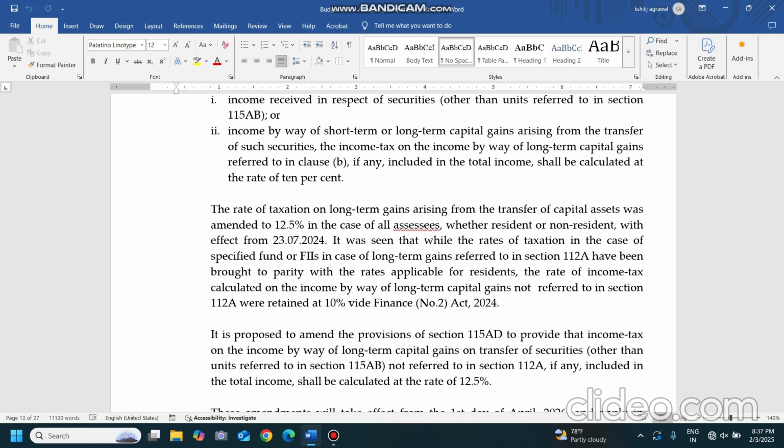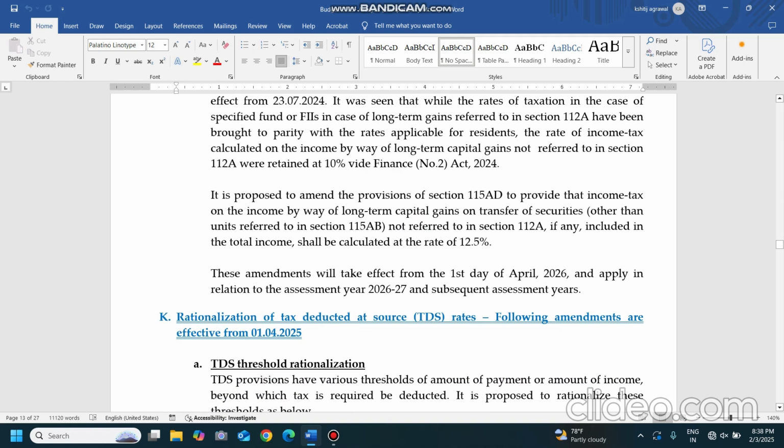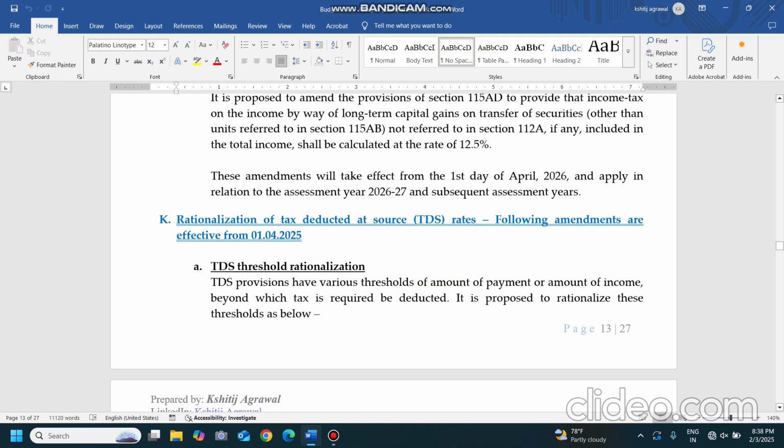Such securities should not be a security covered under 115AB and it should not be a security defined under 112A. If these two conditions are met with those securities under 115AD, then the tax rate applicable on these securities is 12.5% instead of 10%. This amendment is also applicable from 1st April 2026, which means assessment year 26-27.